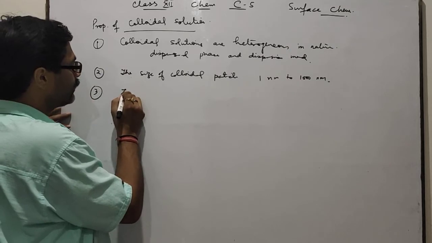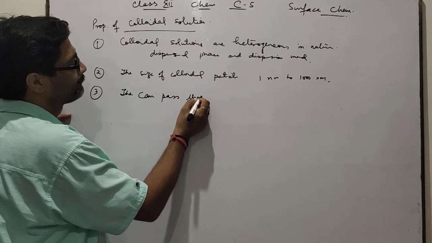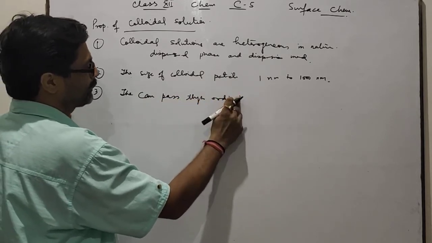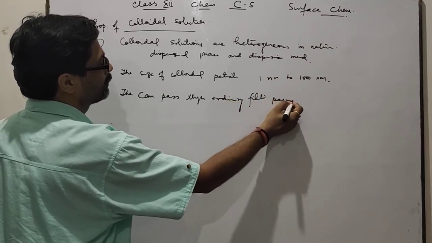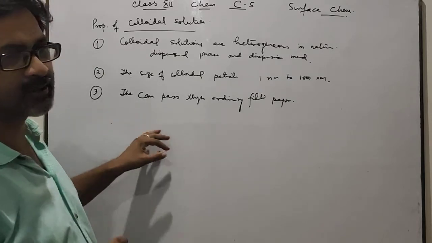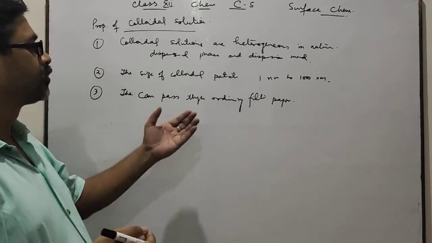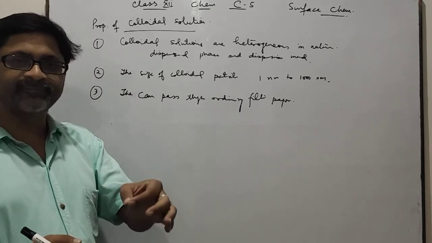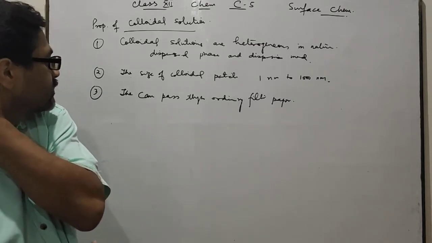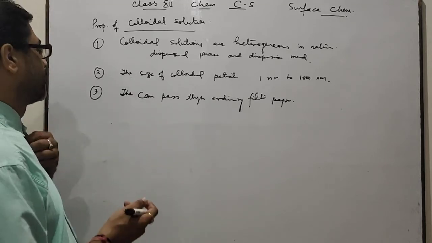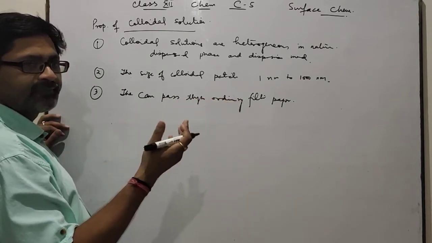Third, they can pass through ordinary filter paper. Ordinary filter paper means the size of these particles is too small, so they can pass through the pores of ordinary filter paper. To separate them, the normal filter paper is dipped or soaked in collodion solution, which was discussed in my previous lecture. They can pass through ordinary filter paper, hence they cannot be filtered out.